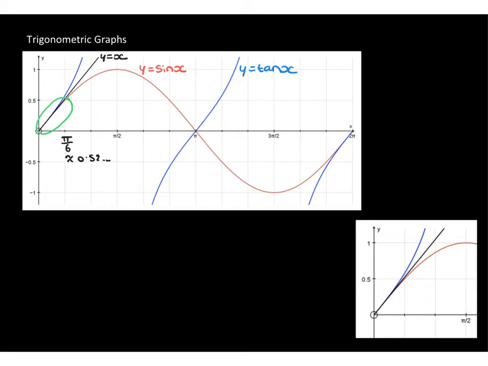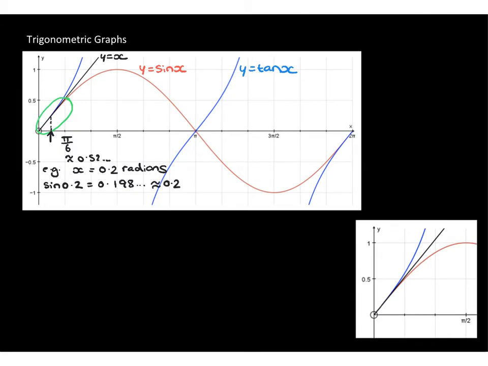So if I were to input a value of x here, for instance, and I were to input it into the function sine x or the function tan x, I would get an output which was very, very similar to my input. So let's take as an example, what would happen if x was equal to 0.2 radians? What would sine of 0.2 be equal to? Well, from my calculator, I can say it's 0.198, which means it's approximately 0.2.